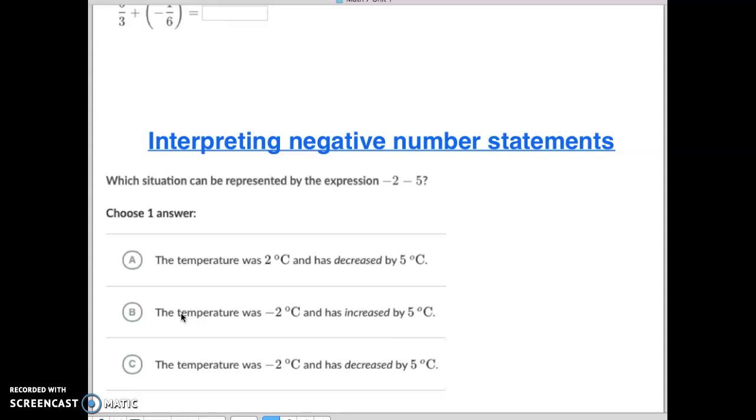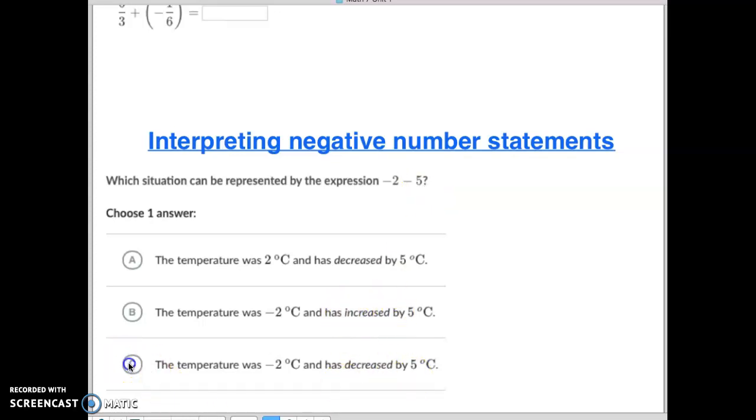It's called Interpreting Negative Number Statements. So let's get started here. Which statement can be represented by -2 minus 5? Well, let's say a temperature of 2 degrees would be a positive 2. So it's got to be either B or C. And then -5, does that mean going up 5 or down 5? Down 5. So do we want to increase by 5 or decrease by 5?